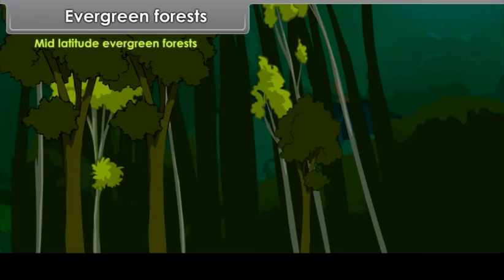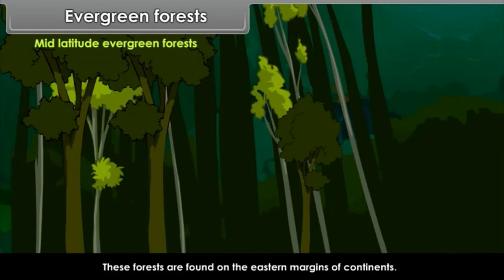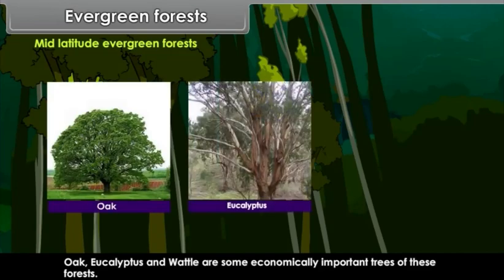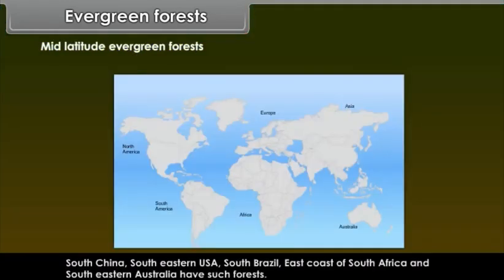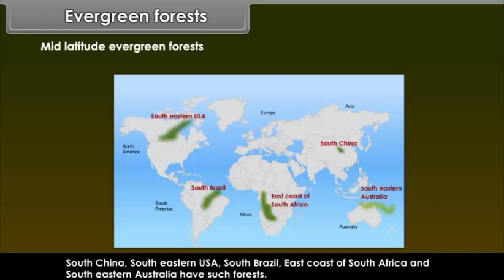Mid-latitude evergreen forests. These forests are found on the eastern margins of continents. These forests contain hardwood trees with broad leaves. Oak, eucalyptus and wattle are some economically important trees of these forests. South China, southeastern USA, South Brazil, east coast of South Africa and southeastern Australia have such forests.